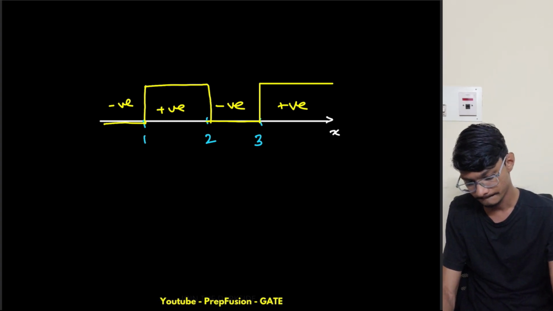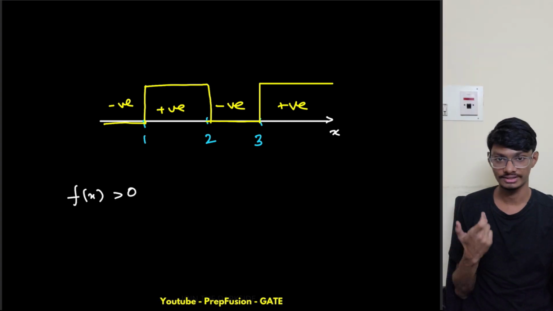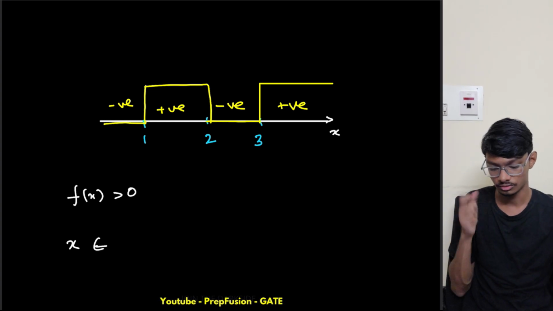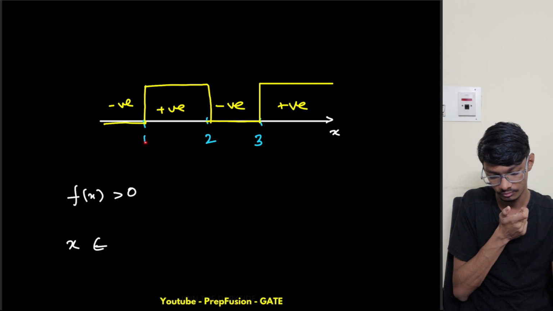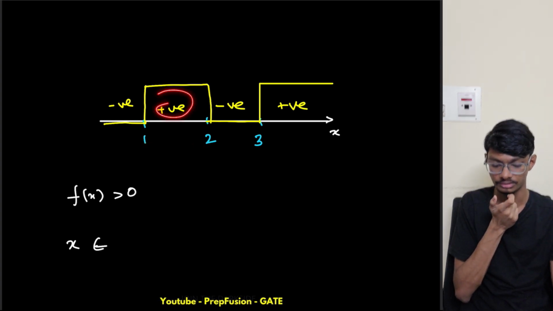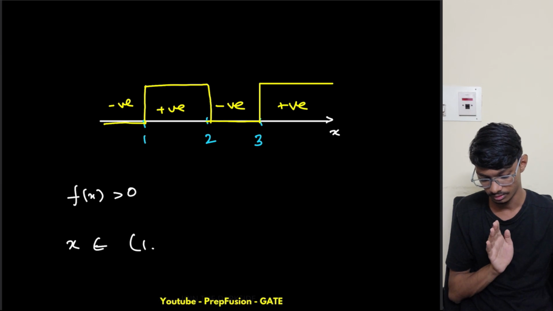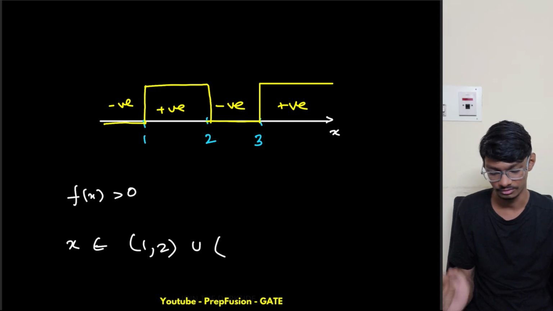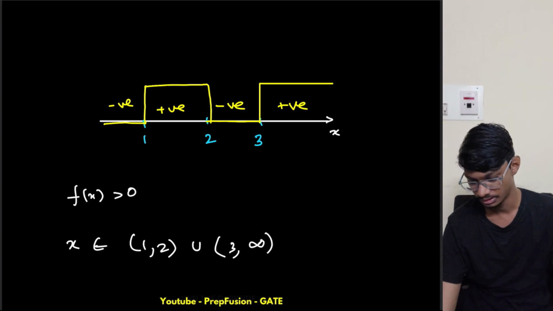So for the range in which f of x is positive, x should belong to, when it is positive, between 1 and 2. Between 1 and 2 it is positive, and between 3 and infinity it is positive. So it's the union of (1, 2) and (3, infinity). I hope you all know this class 10 or class 11 material.